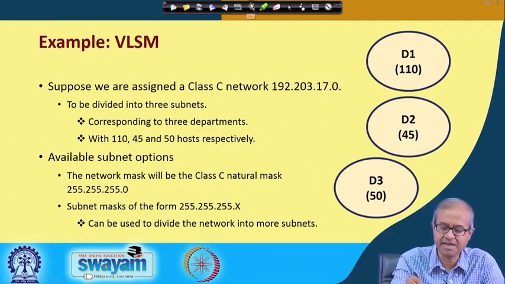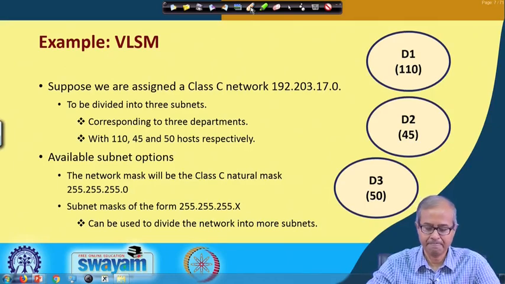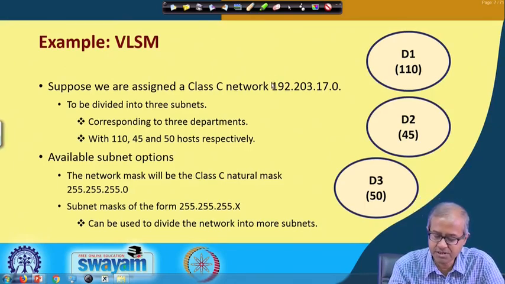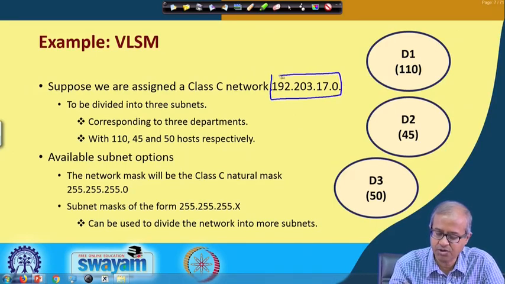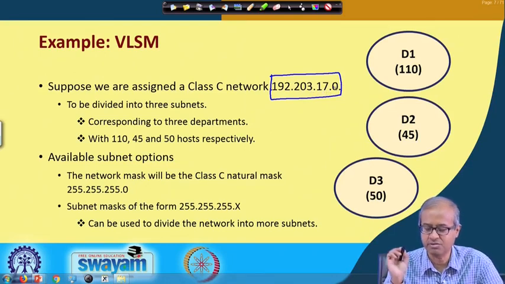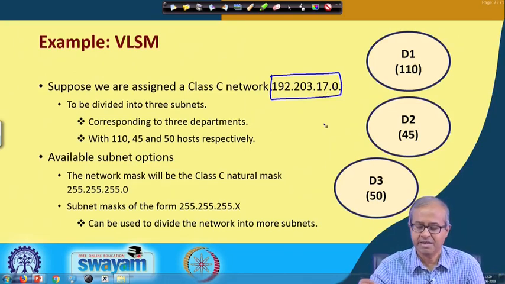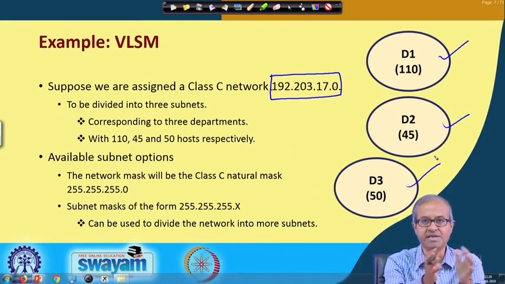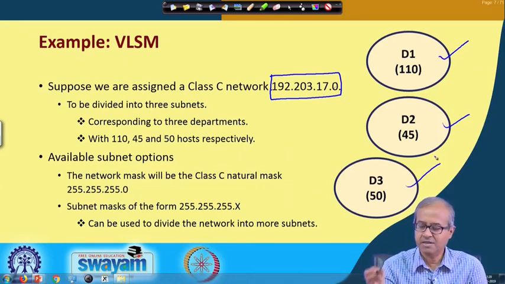Here I am taking a very specific example. Suppose I have a class C network 192.203.17, a 24 bit subnet, and the last 0 is the host part. Let us say in an organization there are 3 departments D1, D2, D3. I am trying to make 3 different subnetworks, and the number of computers are 110, 45 and 50.